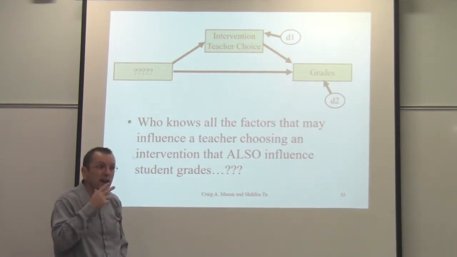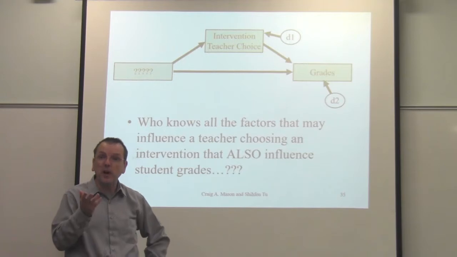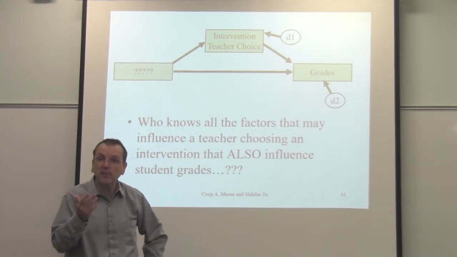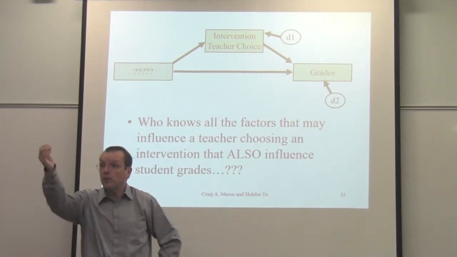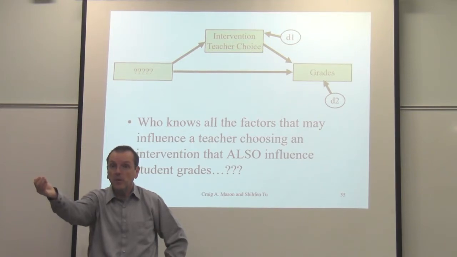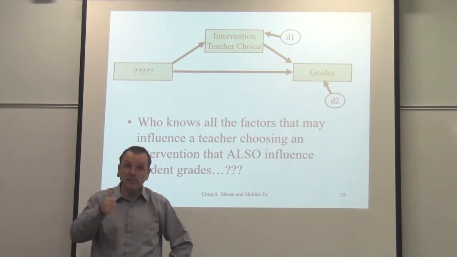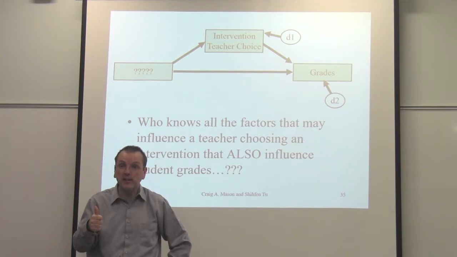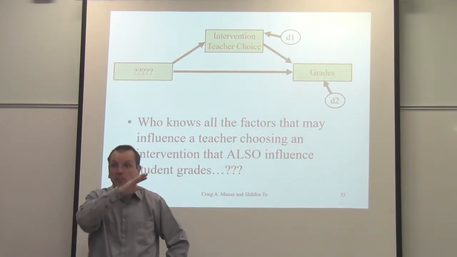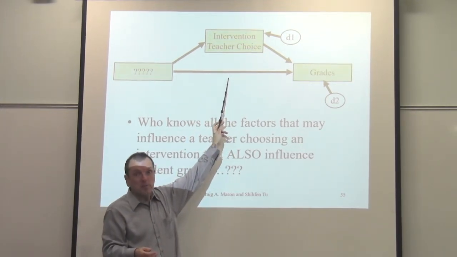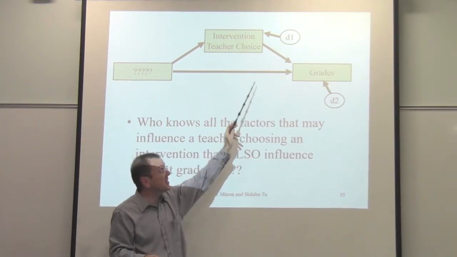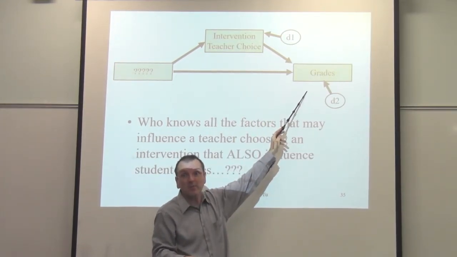But in a situation like this, you can see how hard it might be to come up with the common causes. What are factors that may influence a teacher deciding or offering an intervention that also influence a child's grades? Well, it might be a motivated teacher, kind of a gung-ho or energetic teacher, or a burned out teacher. If I'm a completely burned out teacher, I'm not going to want to start a new intervention. So I'm going to say no. And if I'm a really burned out teacher, maybe my kids' grades aren't as good either.